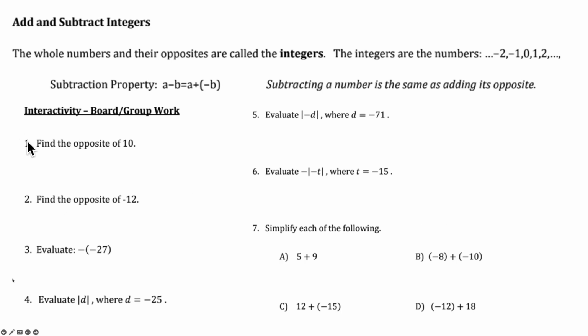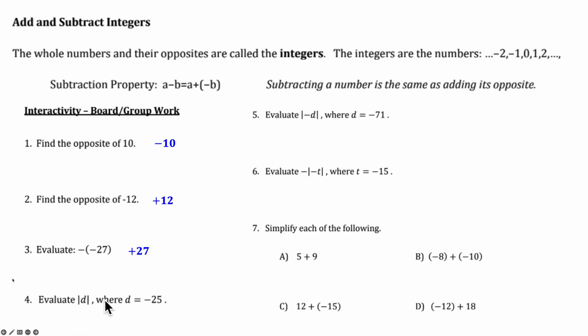All right, number 1, find the opposite of 10. Well, if it's a positive 10, we want to go to the opposite side of the number line, so negative 10. The opposite of negative 12 is positive 12. Evaluate a negative negative, or an opposite opposite. Well, that's a positive. It's like saying negative 1 times a negative 27, positive 27.